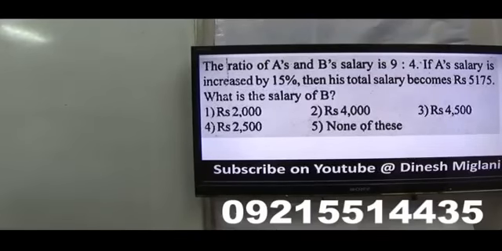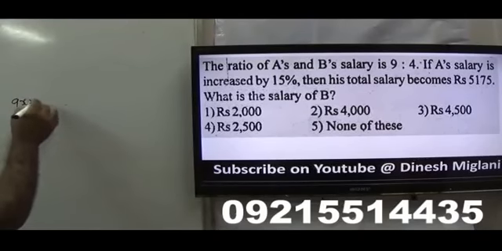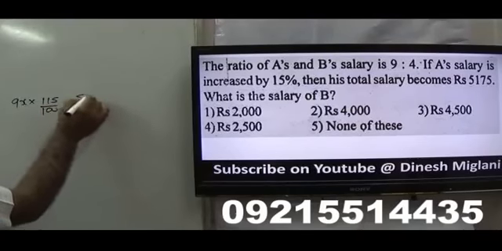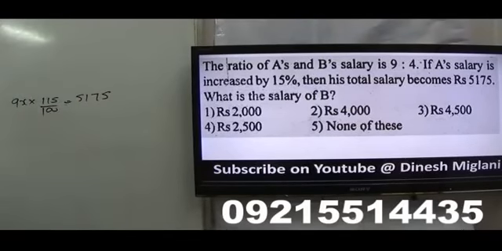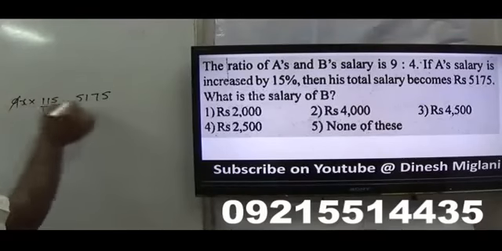The ratio of A's and B's salary is 9:4. A's salary increased by 15%. Then his total salary becomes 5175. What is the salary of B? Let us say A's salary is 9x, increased by 15%, you may say 115 by 100, and it becomes 5175, right? I will just solve it. I just try to check whether 9 can be cancelled or not. Yes, 9 can cancel it out.